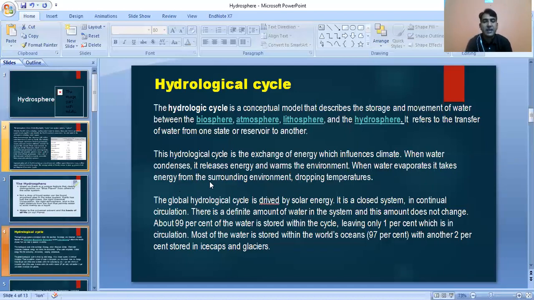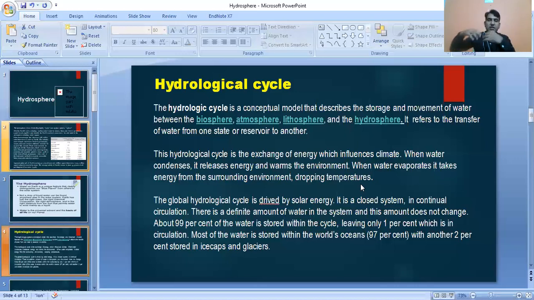When water evaporates, it takes energy from the surrounding environment, dropping the temperature. When water at the surface converts into vapor and the vapor starts to move upward, it takes energy from its surroundings, and as it goes upward it drops the temperature of the surrounding area. So not only is the water moved, the energy is also exchanged.